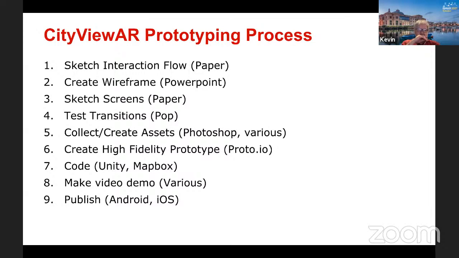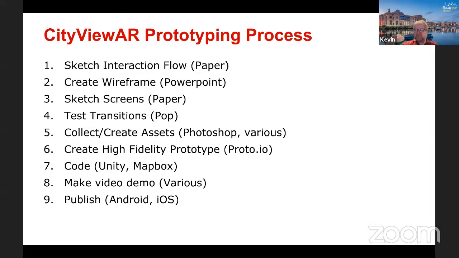So we had some paper sketches, some PowerPoints to do the wireframing, some sketch screens, an application called Pop, which Michael will talk about a bit later. We then collected the assets together in Photoshop and PowerPoint. We then brought them into a more high fidelity prototyping tool called Proto.io. And then finally, there was some code written in Unity, and we also used this plugin from Mapbox that supports maps in VR. And we can make a demo video from that and finally publish.